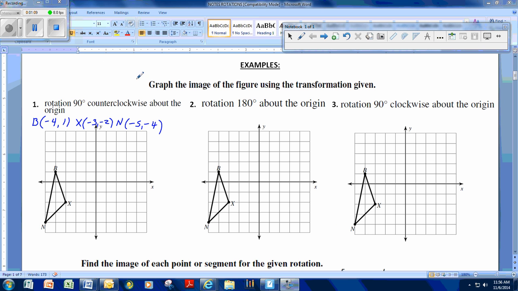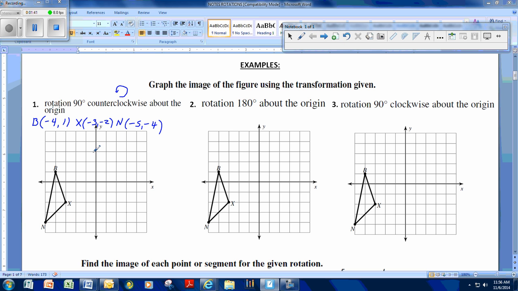So let's try some examples. What we're going to do here is graph the image of the figure using the transformation given. Number one tells me to rotate this triangle BXN 90 degrees counterclockwise, which again is to the left. If I picture that, I know it's going to rotate that direction 90 degrees, so it's probably going to end up in this quadrant over here somewhere.